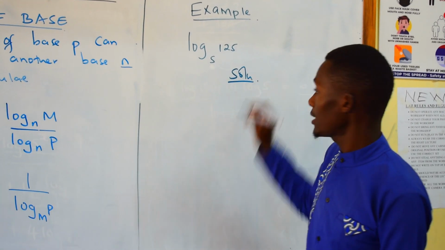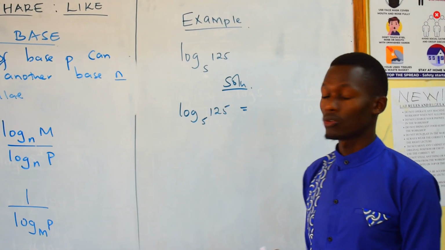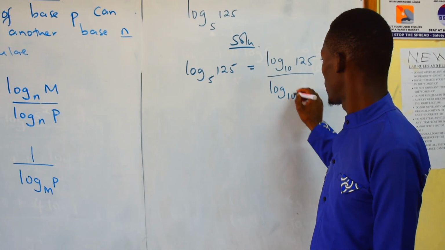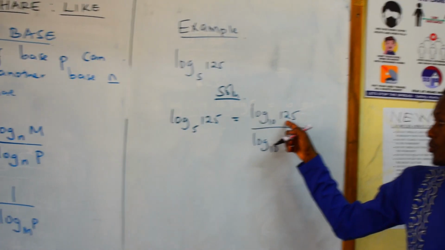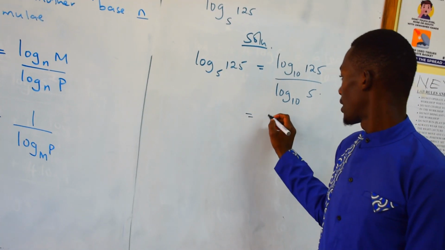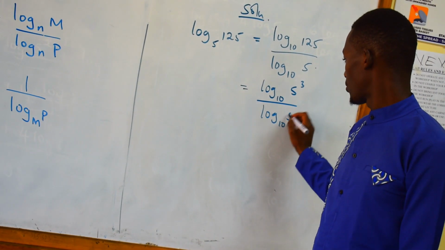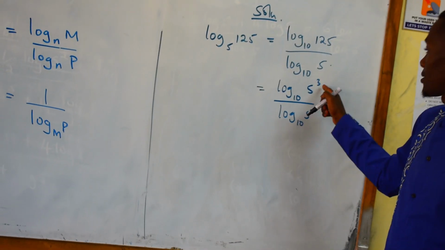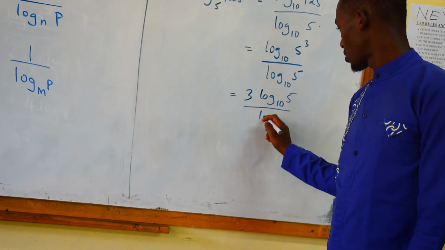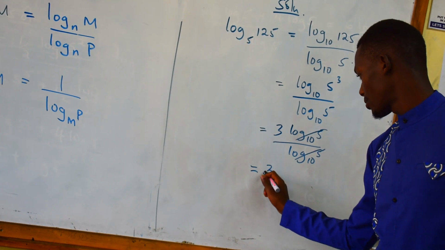Solution. From the law there, we know log of 125 to base 5, we change it to base 10. So we can say log to base 10 of 125, over log to base 10 of 5. Remember again, 125 can be written in terms of base 5. This is 5 cubed, over log to base 10 of 5. Then by the laws of logarithms, you can drop the power, so 3 log 10 of 5, over log 10 of 5. This is one and the same thing, so you cancel it out, and you remain with your answer to be 3.